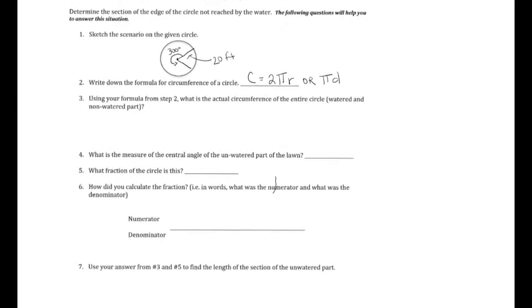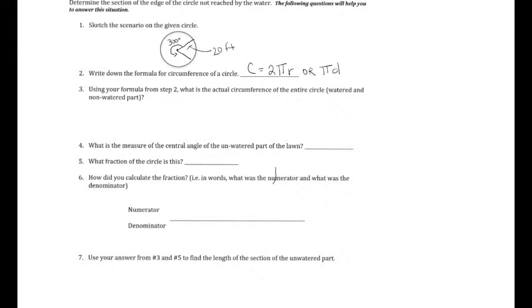So the second question asks us to remember how to find the circumference of a circle. So hopefully you'll remember our formula is 2 times pi times the radius, or you can think about it as pi times the diameter. And we're going to use that formula to find what the circumference of our circle actually is. So for this circle, we have a radius of 20 feet. So it's coming from the center, from the sprinkler out to the edge.